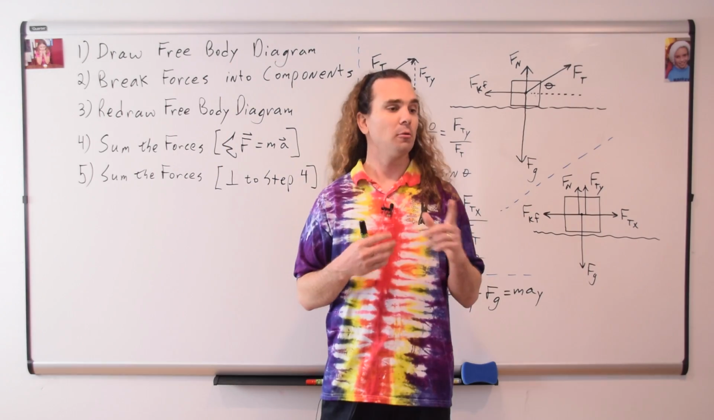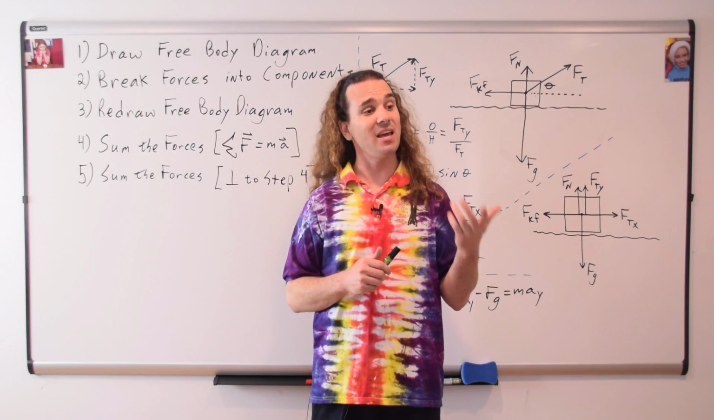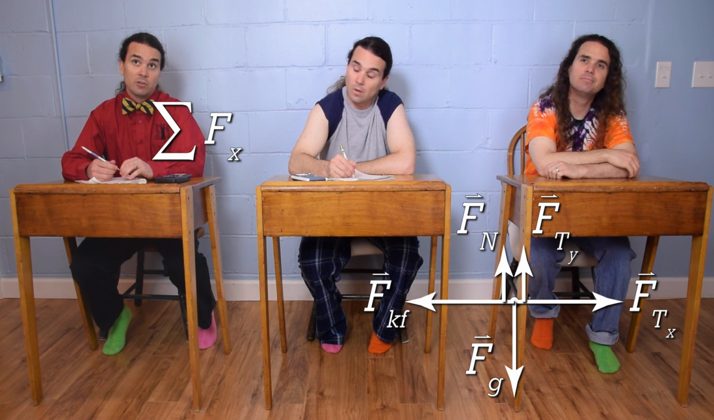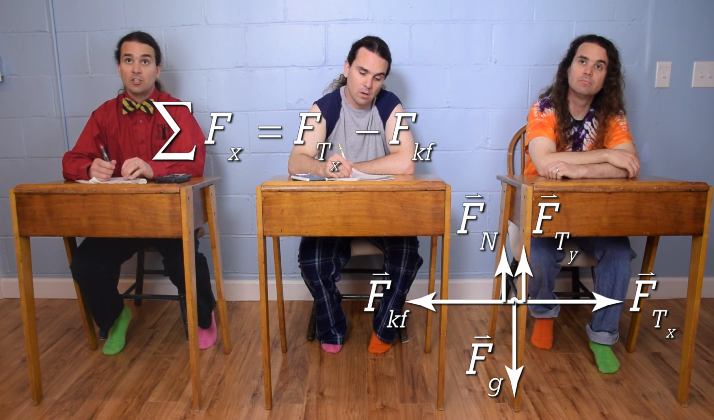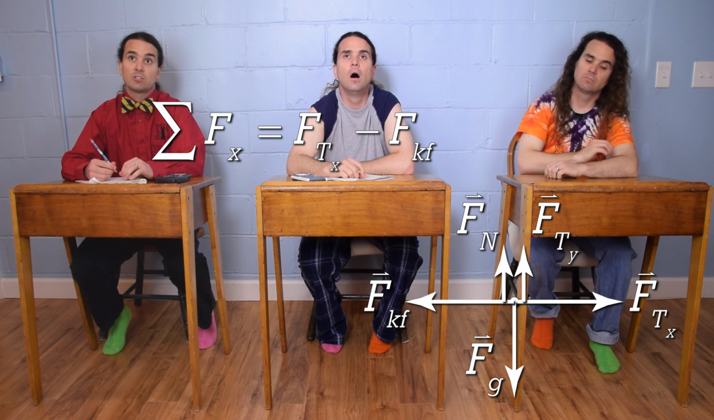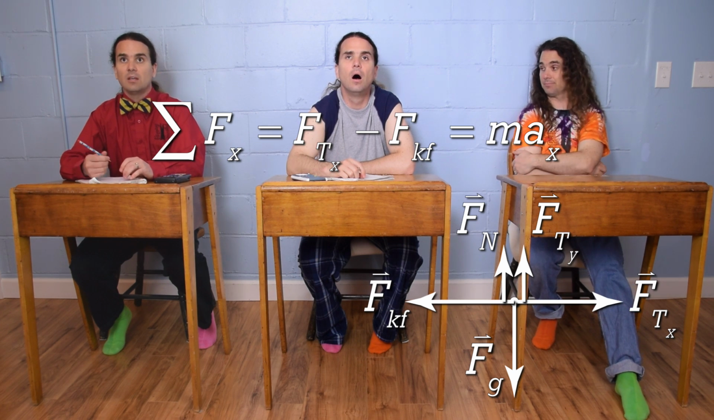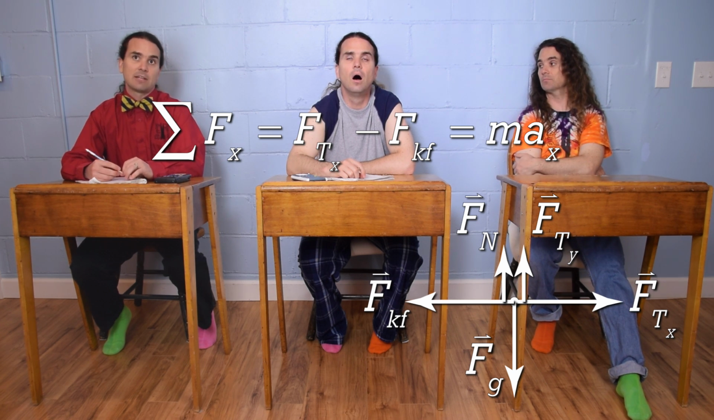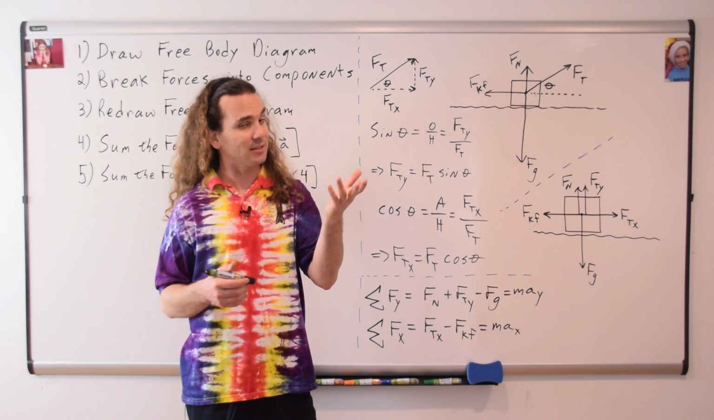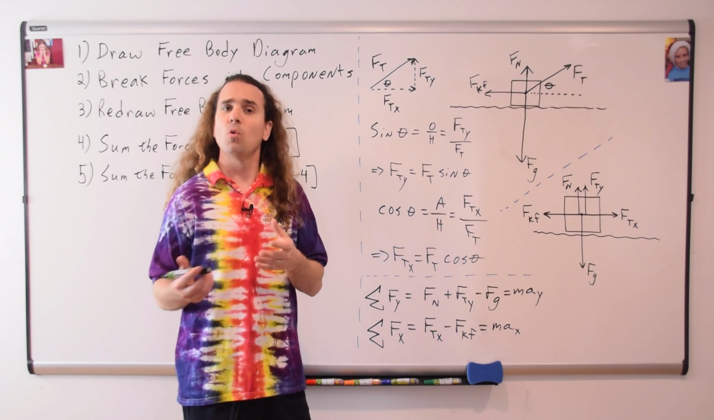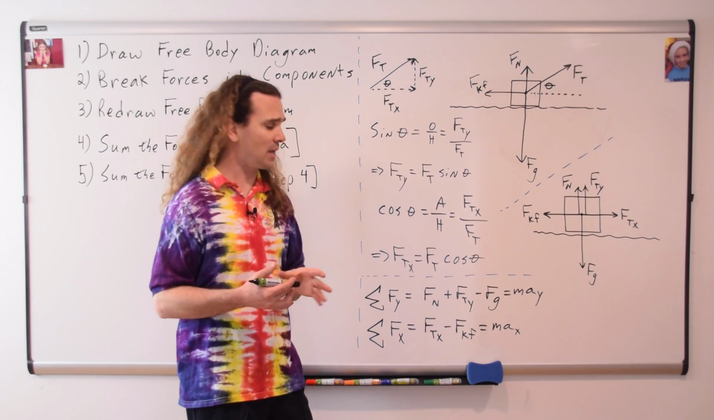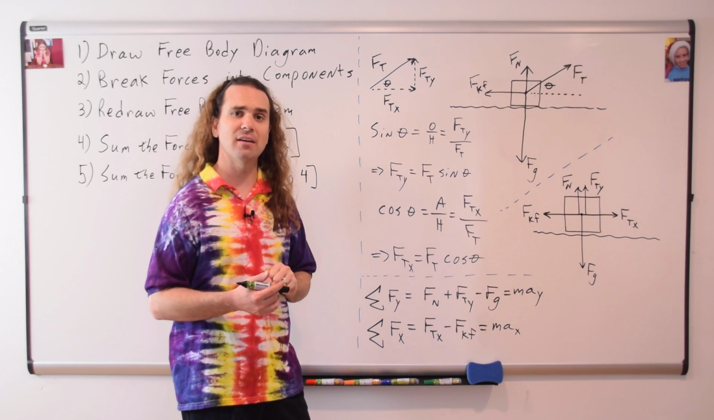Step 5 is to sum the forces again in a direction perpendicular to the one in step number 4. Billy, could you please sum the forces in the x direction? The net force in the x direction equals the force of tension in the x direction minus the force of kinetic friction, which then equals mass times acceleration in the x direction. Correct. If we were solving a problem, we could now combine the equations we got during steps 4 and 5.